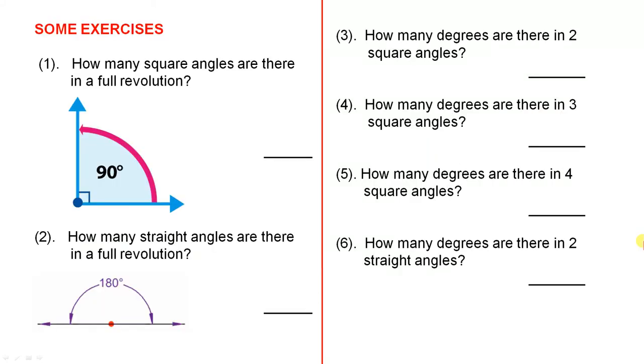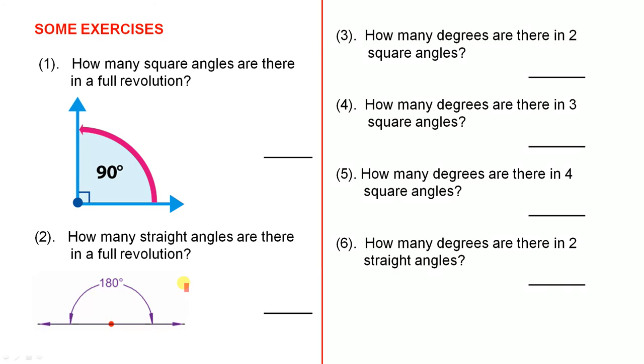Let's look at some simple exercises, and I'll give you some time to look at these and to write the answers on a sheet of paper, and then we'll move on to the answers on the next slide. First question, how many square angles are there in a full revolution? And that's a square angle. I've put it in there for your reference. How many of these make up a full revolution?